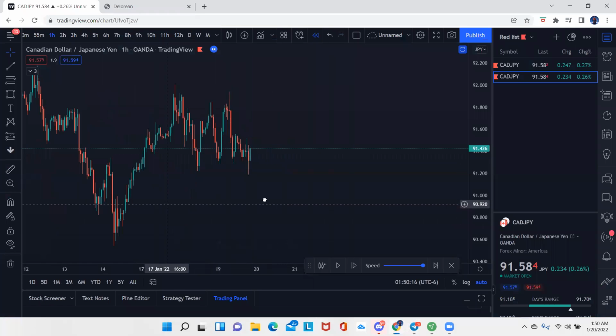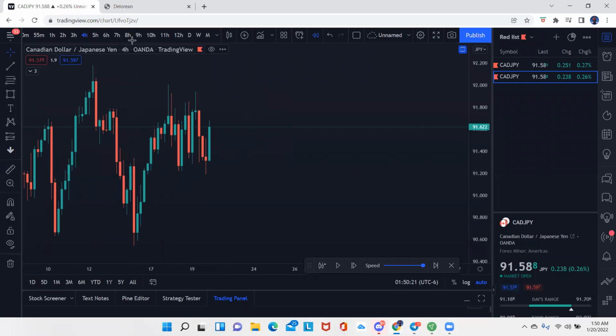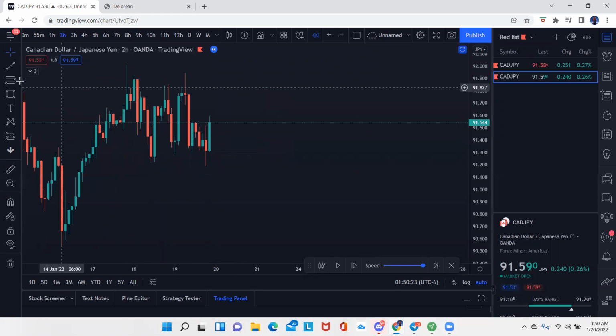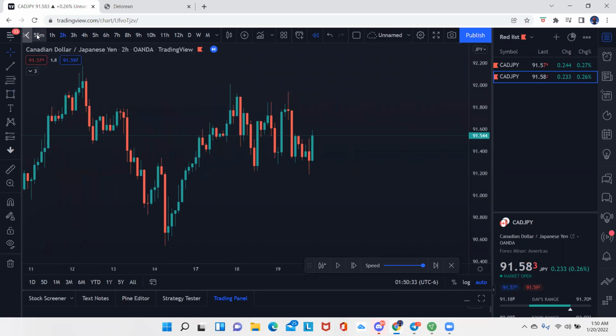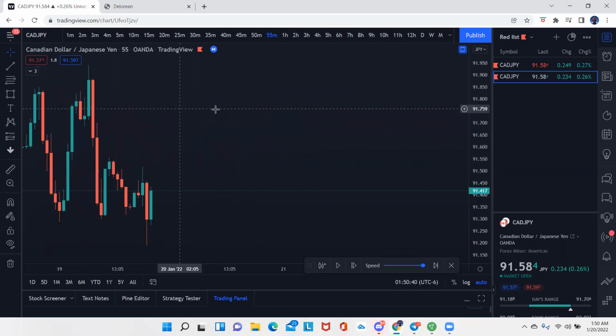So the initial sell that we took was, I think, off the 2 hour. It was off of this candle right here. As you can see, the market reacted with this bullish candle, ended up dropping, and then came back and hit break even. So now where we're at is off this 55-minute candle, which is right here.